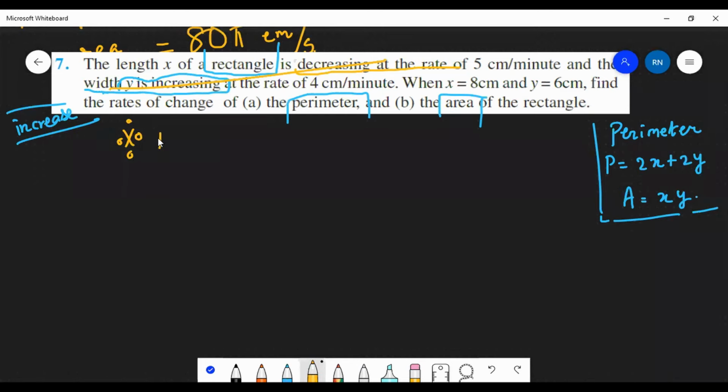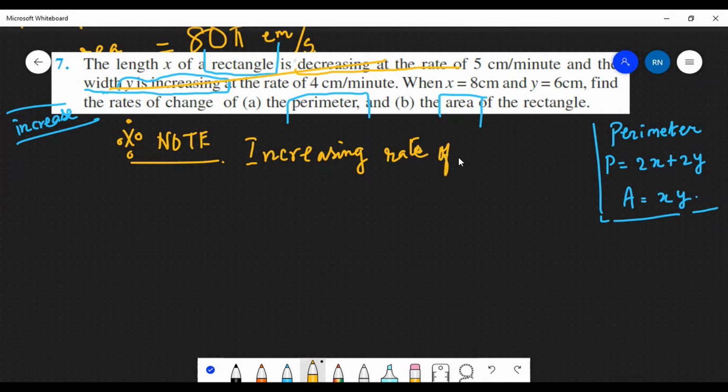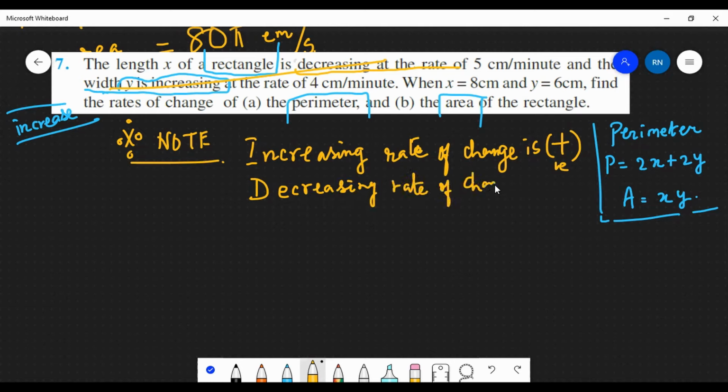Are you ready? Taking down: increasing rate of change, increasing rate of change, this is to be treated as positive. The opposite, decreasing rate of change. If they have given decreasing rate of change, then you should understand it is negative. So please ensure that this is applied.